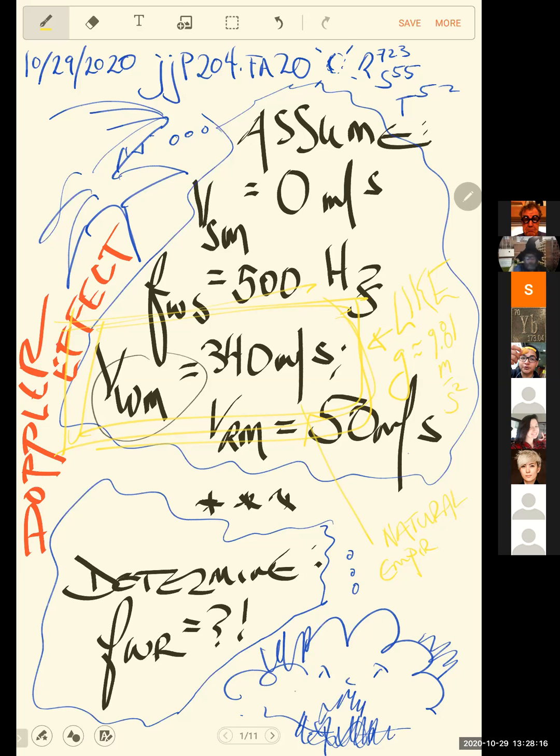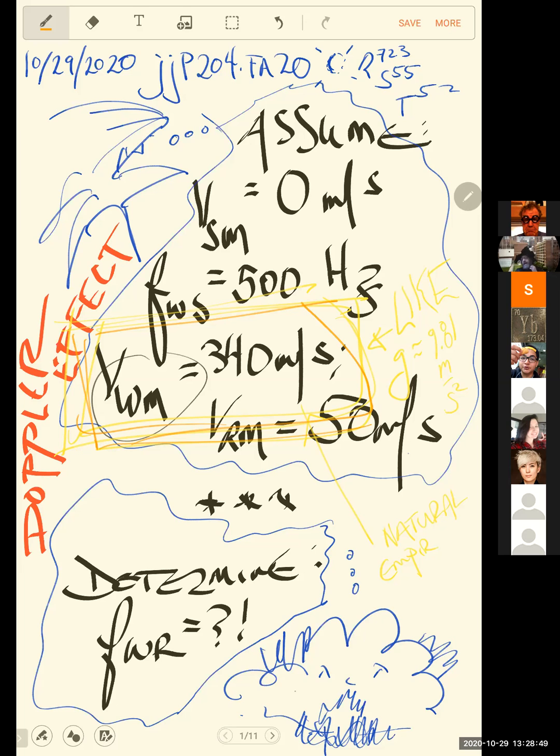So that 340 number is not just a given of this problem. It really is a common given. But what does it mean? It means the speed of the sound wave relative to the air through which it's traveling. This is the key to the whole thing. The punchline is that when people talk about the speed of sound, they're talking about the speed at which sound travels relative to the air through which it's traveling. So that's what 340, VWM, means.